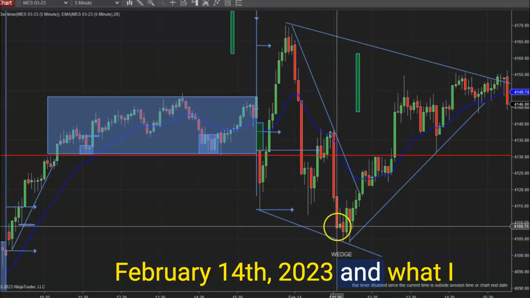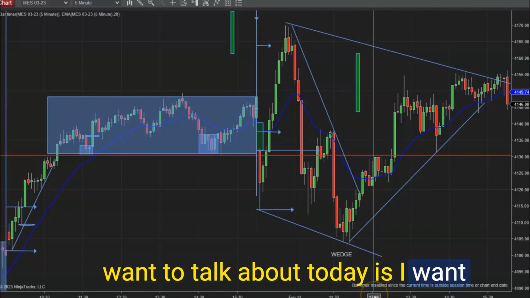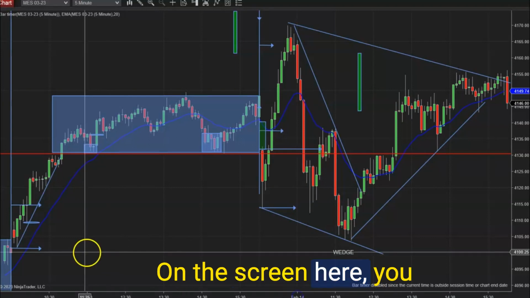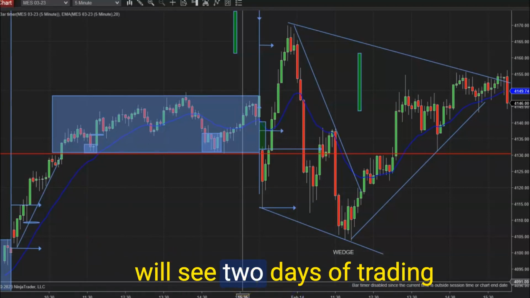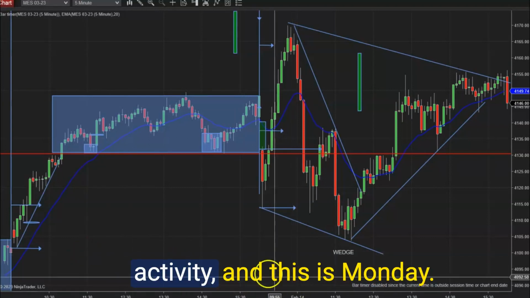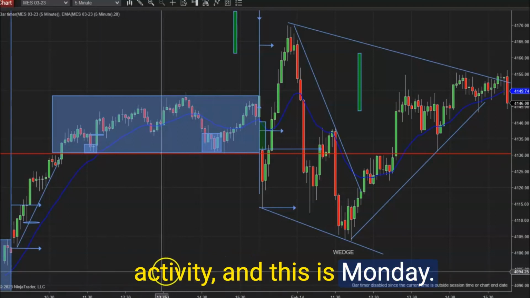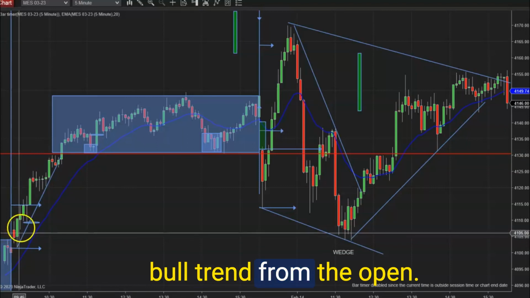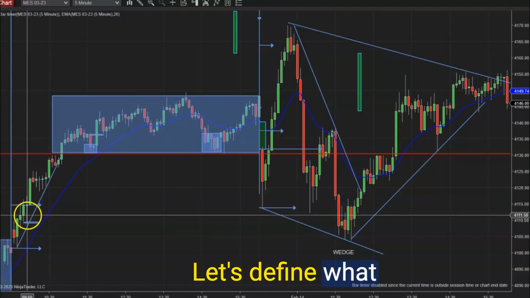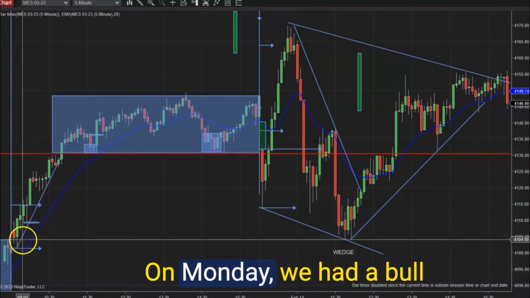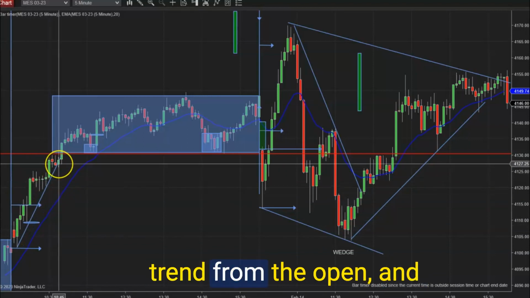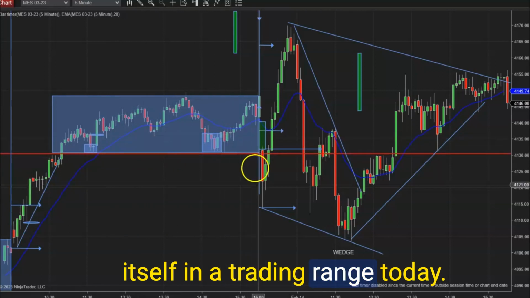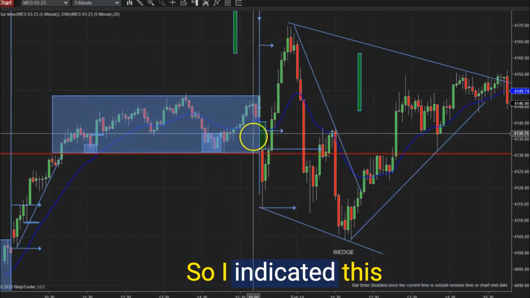And what I want to talk about today is specifically context. On the screen here, you will see 2 days of trading activity. And this is Monday, so this is yesterday. Yesterday we had a bull trend from the open. So let's define what happened yesterday on Monday. We had a bull trend from the open, and then the market resolved itself in a trading range. Today, I indicated this trading range here.